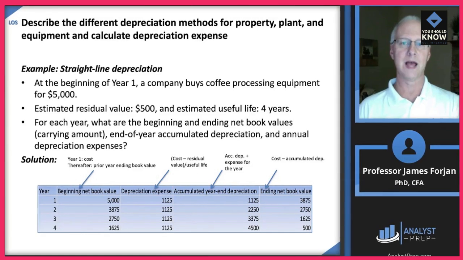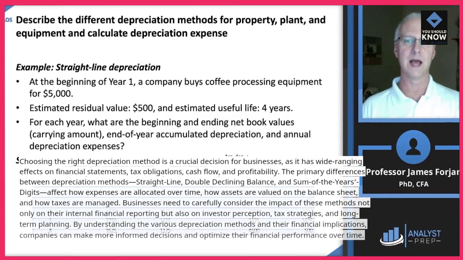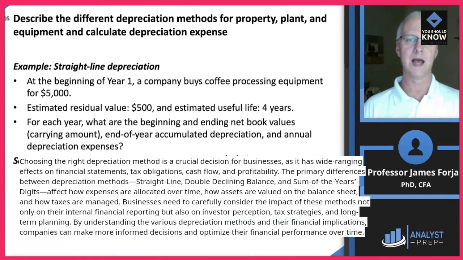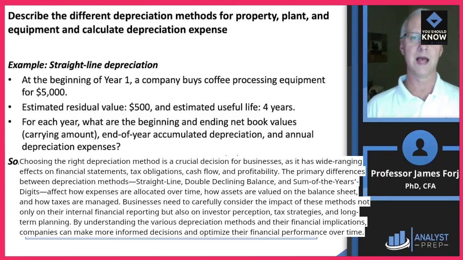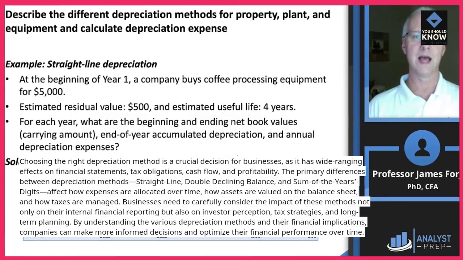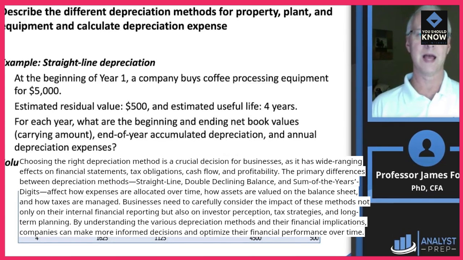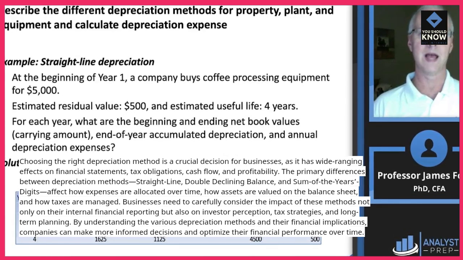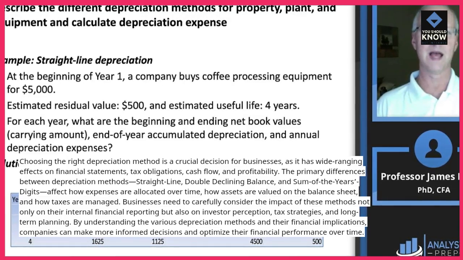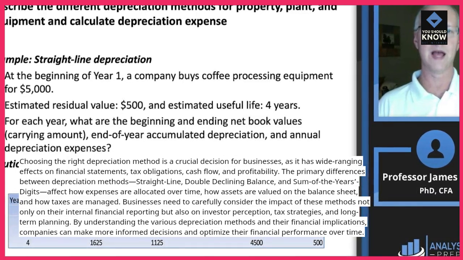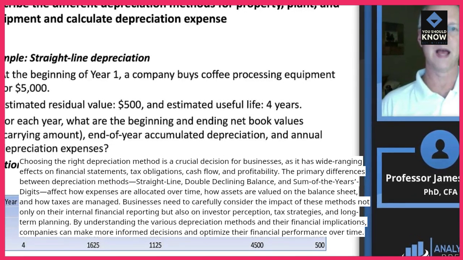Choosing the right depreciation method is a crucial decision for businesses, as it has wide-ranging effects on financial statements, tax obligations, cash flow, and profitability. The primary differences between depreciation methods, straight line, double declining balance, and sum of the year's digits, affect how expenses are allocated over time, how assets are valued on the balance sheet, and how taxes are managed. Businesses need to carefully consider the impact of these methods not only on their internal financial reporting but also on investor perception, tax strategies, and long-term planning. By understanding the various depreciation methods and their financial implications, companies can make more informed decisions and optimize their financial performance over time.